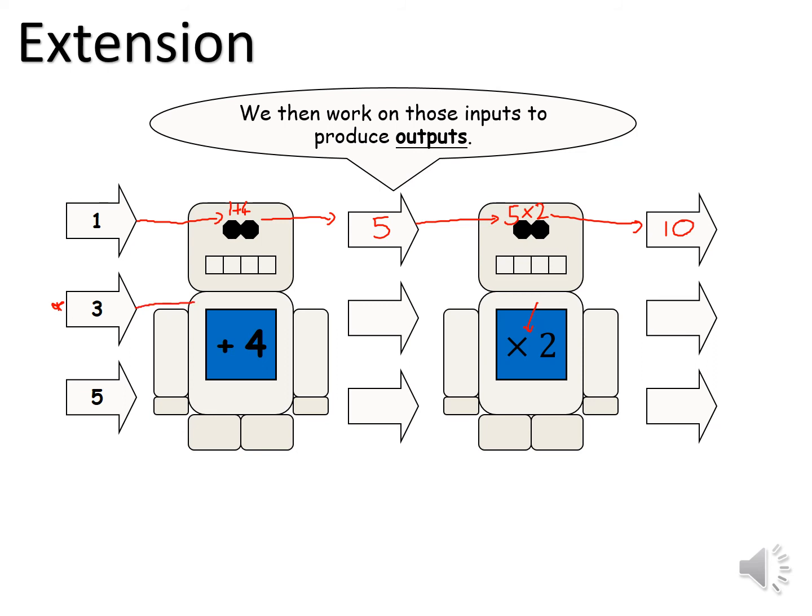Okay, so we put 3 into the function machine. We're going forward, so we do what the function machine says, not the opposite. So we do 3 + 4, and that gives us 7.